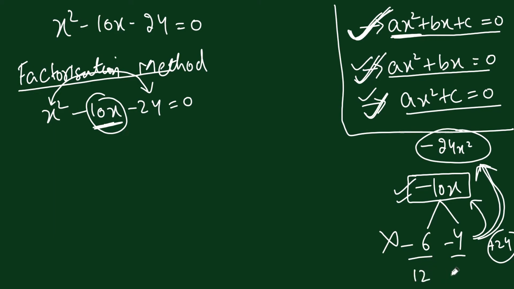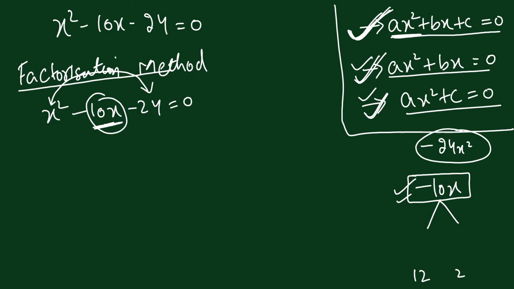Then looking into 12 and 2. Let us see 12 and 2 on subtraction gives 10 and on multiplication again gives 24. But let me put signs first. The sign of the middle term is minus, so it will go to the greater number, that's 12 here. And should we subtract them or add them to get minus 10? We need to do minus 12 plus 2, then only we'll get minus 10.